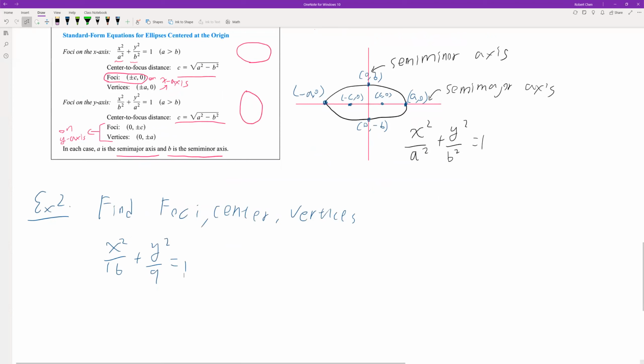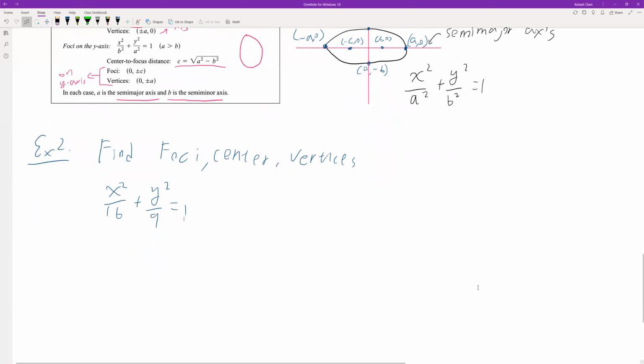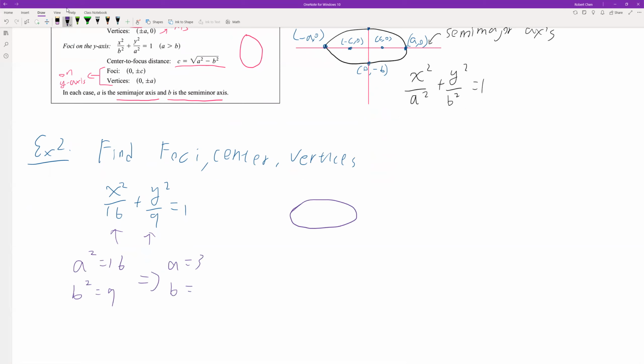All right, so first things first, we want to determine whether this is a horizontal or vertical ellipse. So we look at the denominator. The denominator of x squared is greater, so that means it's going to be a horizontal ellipse like that. So a squared is 16, b squared is 9. That means a is 4 and b is 3. Now, of course, we have to include the plus or minus, but we'll take care of that later.